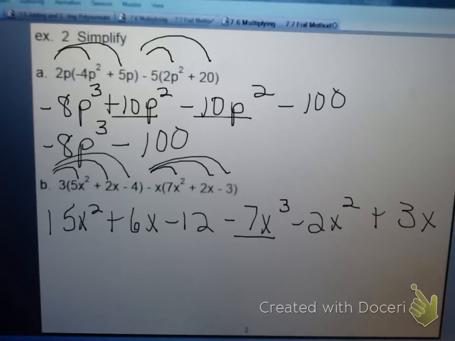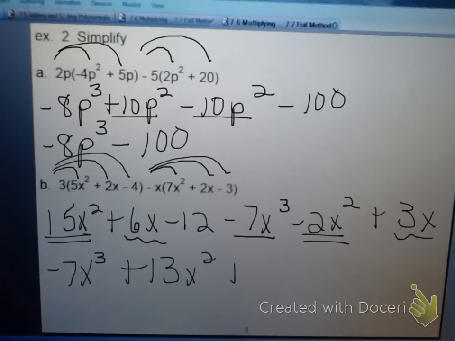I don't have anything to combine the negative 7x cubed with. Bring it down. 15x squared and a negative 2x squared is a positive 13x squared. 6x and 3x is 9x. And negative 12 I'll just bring down.